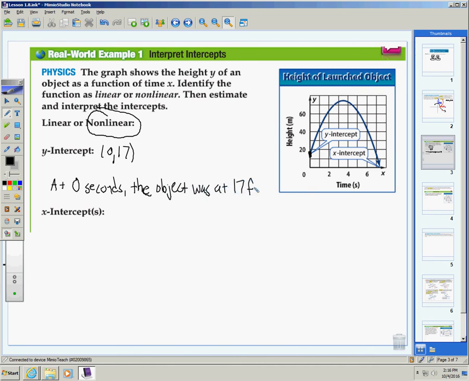Now another way to think of this is the object was launched from a height of 17 feet. That would also work. This is the most basic way to say it though. At 0 seconds the object was at 17 feet.